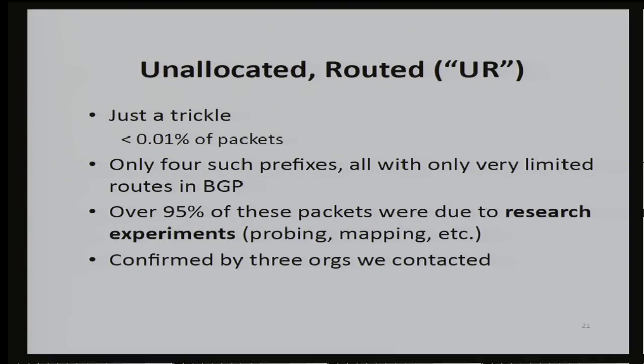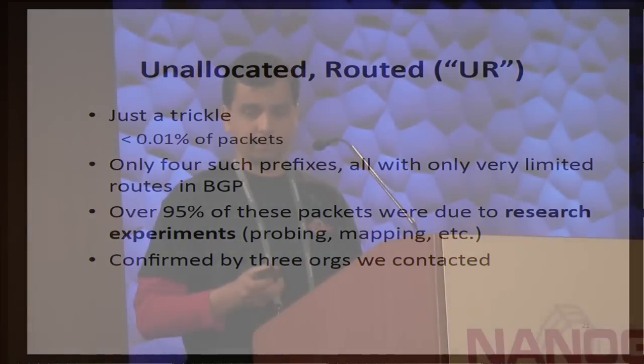Unallocated and routed traffic, this was just strange. It's not allocated by an RIR. Why is there traffic for it in the IPv6 Internet? Turns out it's just a small fraction of it, but we do see some traffic, and most of it we identified was due to some experimental scanning that was just not being very careful to not scan unallocated space. So we contacted the three organizations, and they said, yep, we can do this better, and they did go ahead and make those changes as well.